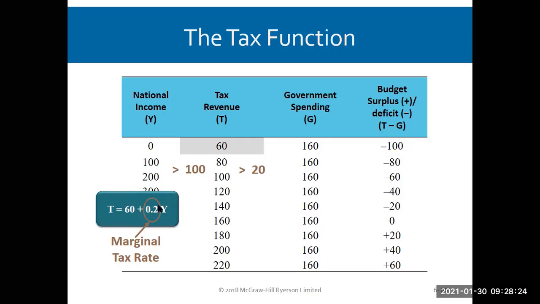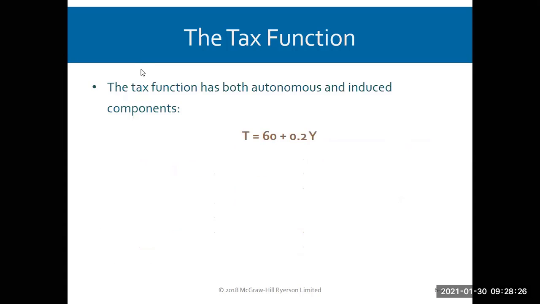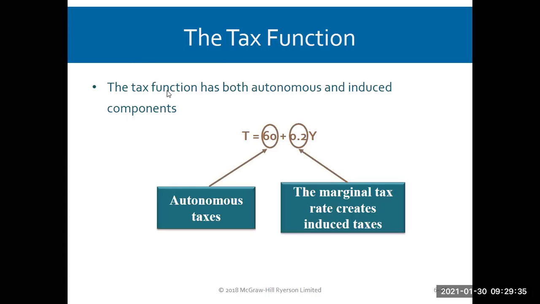So now we've got our complete tax function. Here it is, taxes is 60 plus 0.2y. There's the autonomous component and the induced component. And here we show it very, very clearly. Autonomous taxes is the 60 and the 0.2 is the marginal tax rate. 0.2 times y, that's the induced tax component of the tax function.